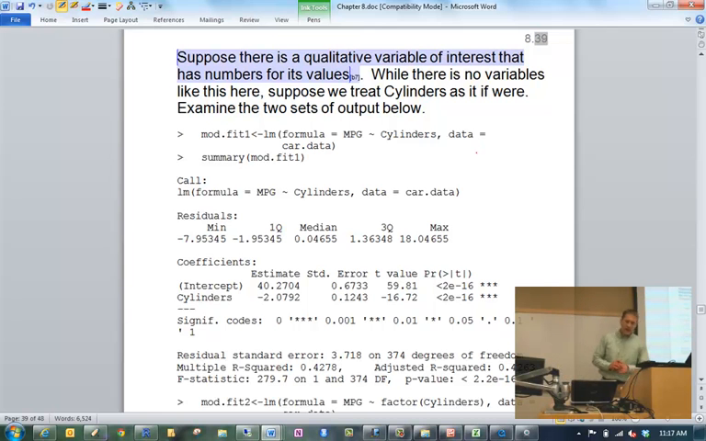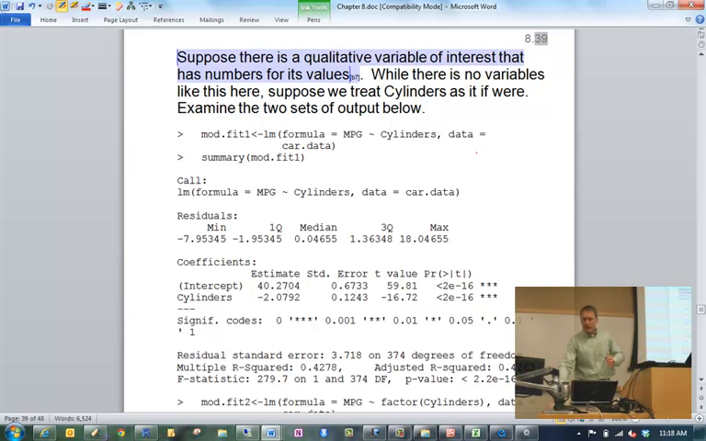Okay, page 839. What would happen if we had a qualitative variable in our data set, but it was coded numerically? This often occurs in applications. So maybe with the class of the car, compact had a level of 1, large had a level of 2, so that you had numerical coding of all the different classes.